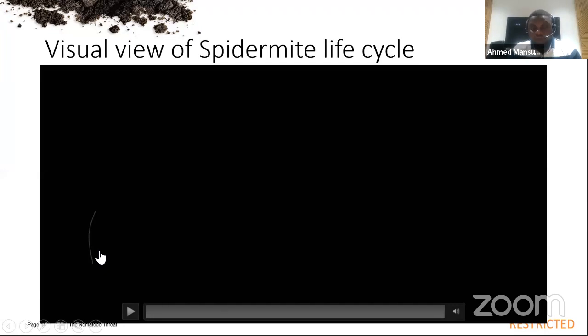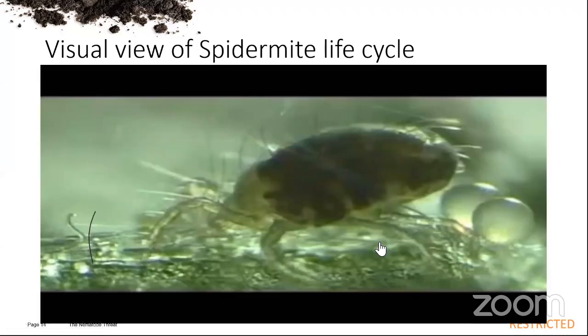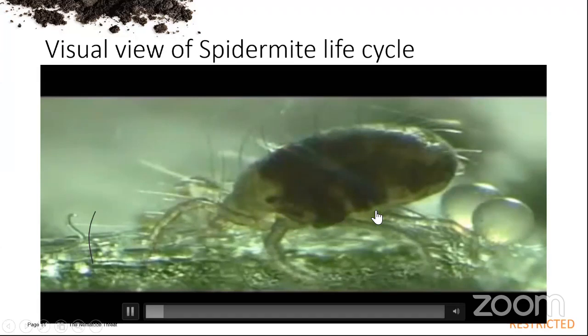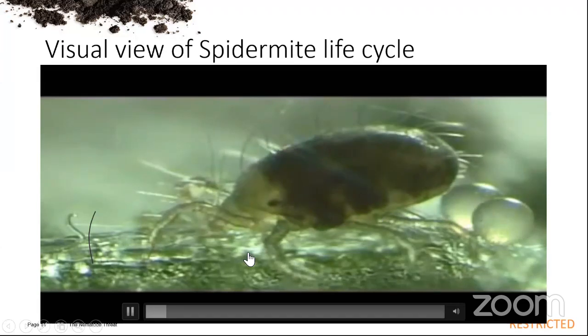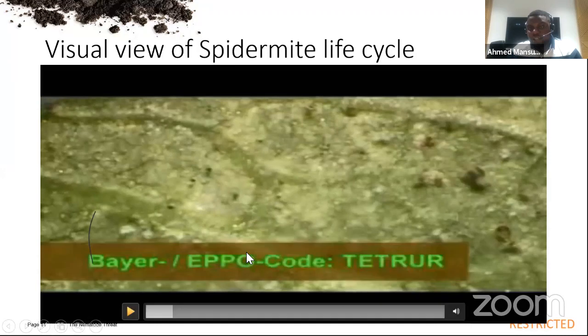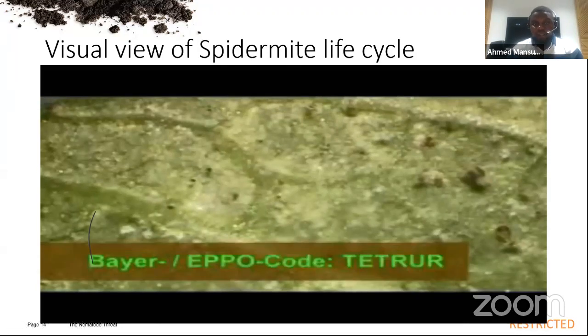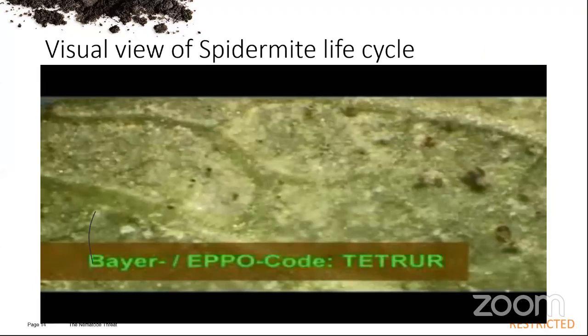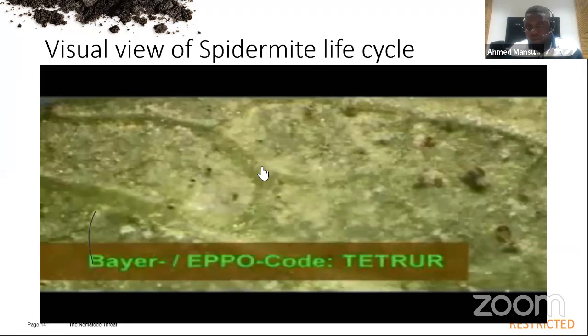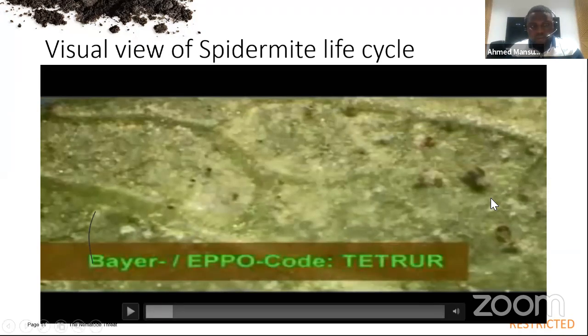This is for spider mite. The first one was on thrips. It's a very small pest, difficult to see with the naked eye. At times you have to use a microscope or a magnifying glass to see it, but their damage can be seen all over the leaf. So they are very small but mighty.